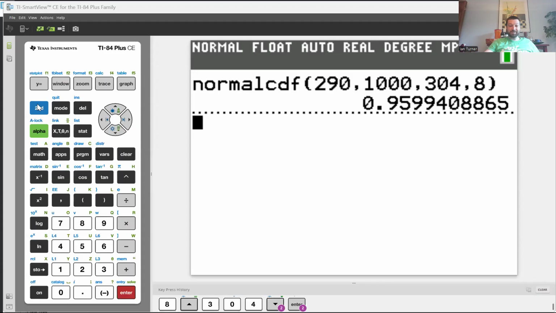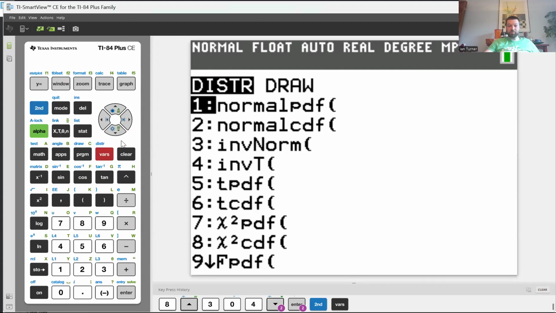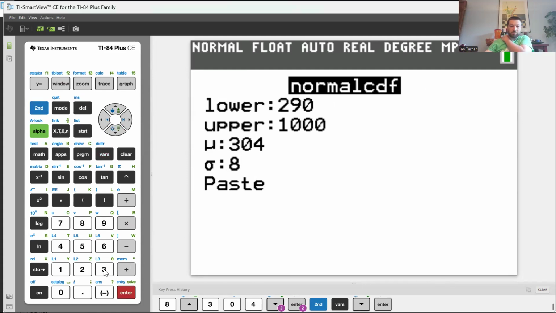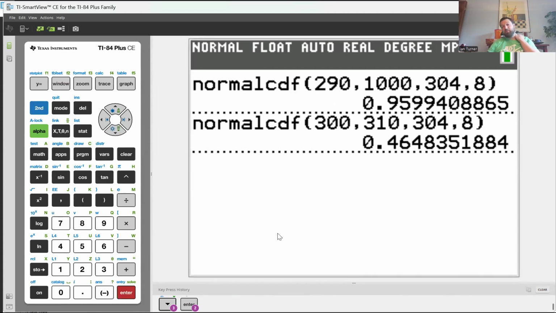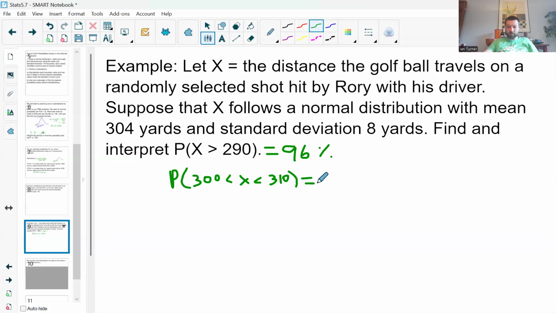Okay, we're gonna go again. It's second vars to bring up the distribution, and we go number two, which is normal CDF. We want to know, Rory, what's the chance you're between 300 and 310? And our mean and our standard deviation don't change. So we go boom. And he's got a 46% chance that he is in between 300 and 310. Okay. So there you go with that one. So it's 46%.